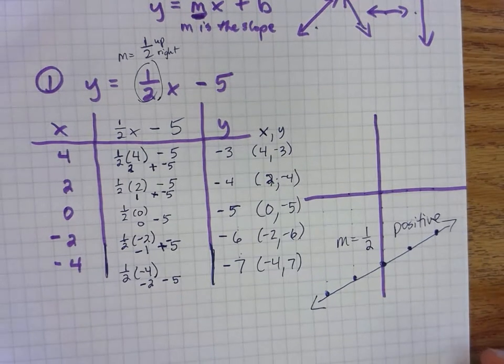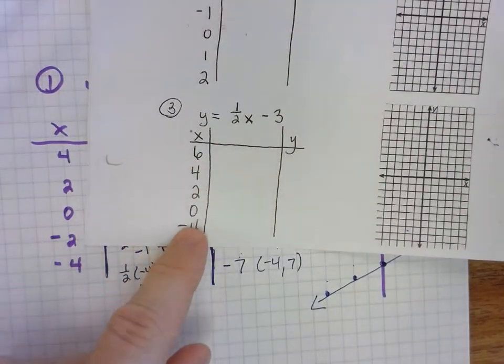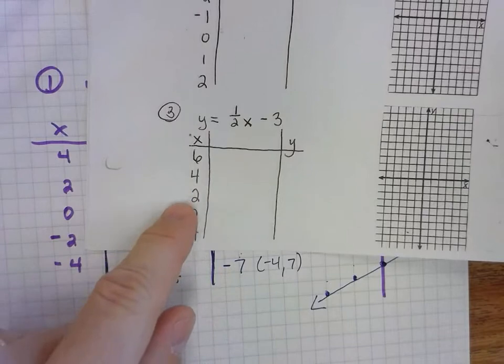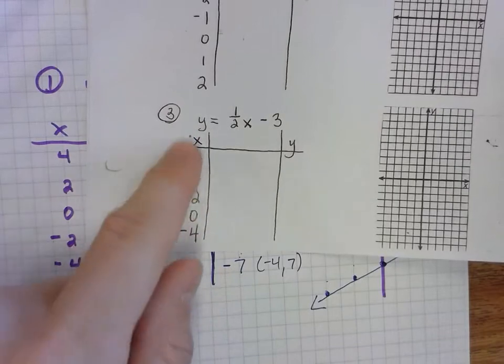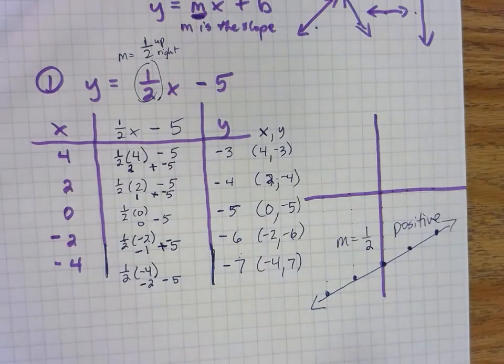Okay, so like on this particular page, for this problem, I already gave you the numbers to put in there. Okay, 6, 4, 2, 0, negative 4. Those are all easy numbers to take half of, just like we did here. So there's that one. All right, let's do one more.